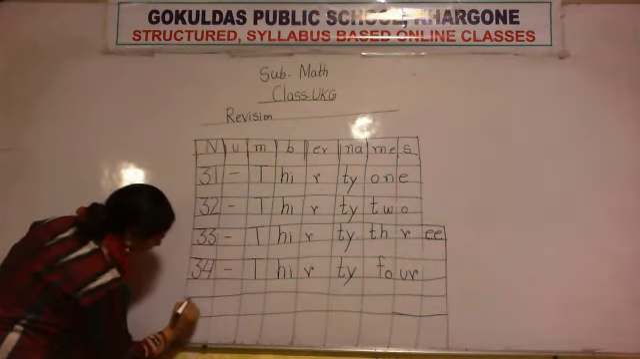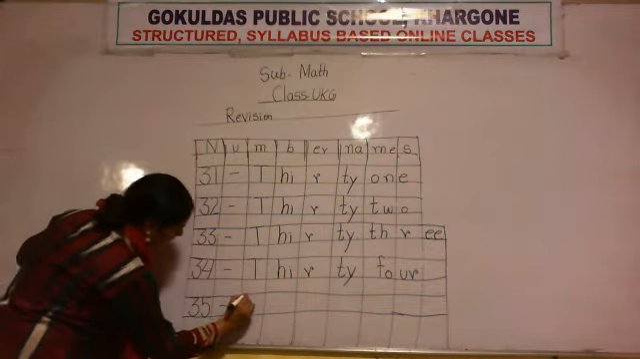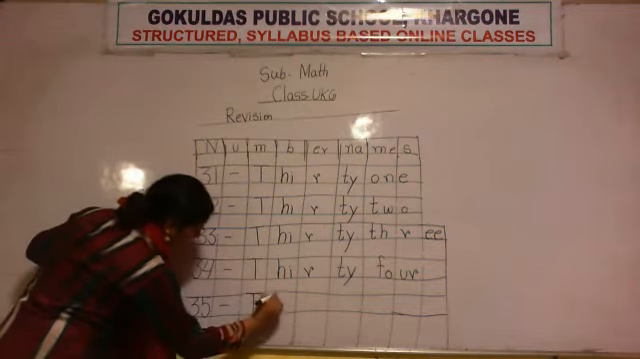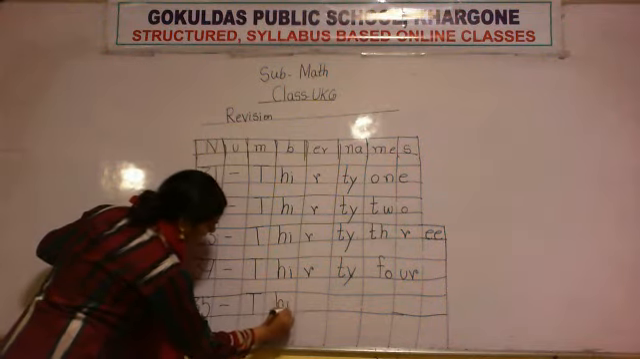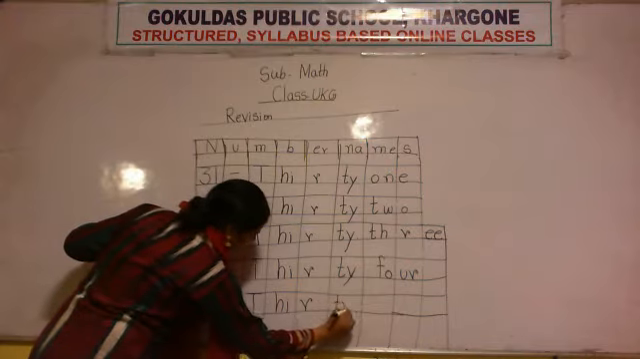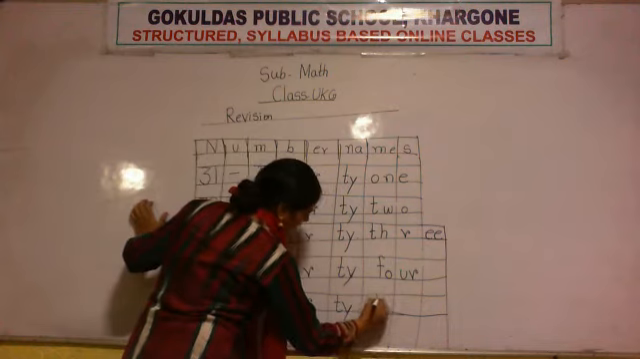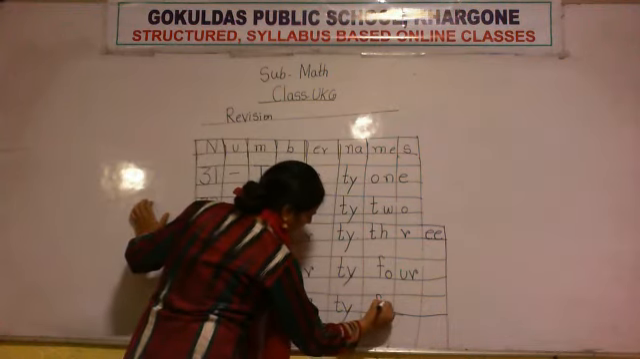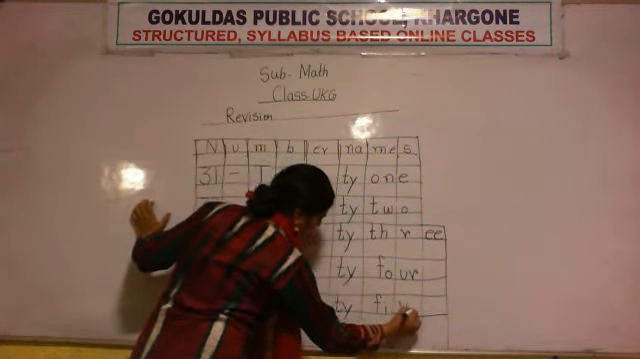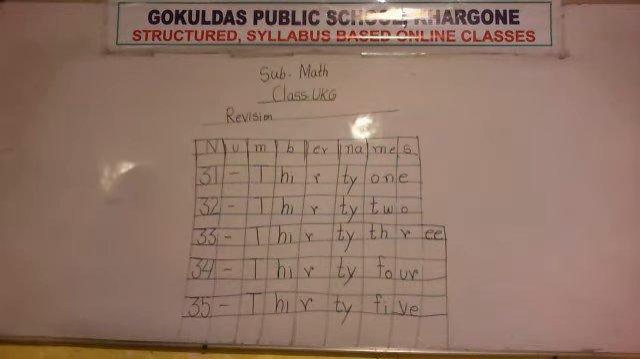35. Okay. 3, 5, 35. THIRTY 30. And spelling of 5. FIVE 5. First to complete this, you have to say spelling again and again and then start writing in your notebook.